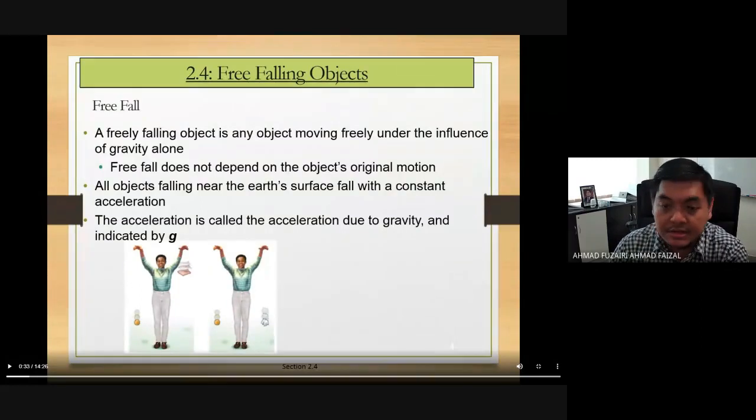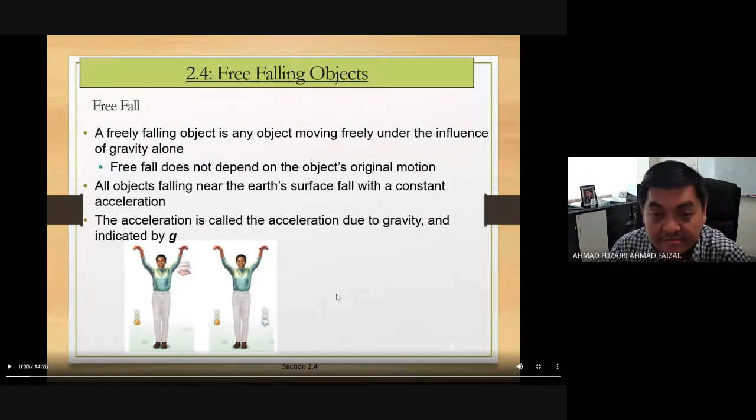But according to the slides, and what you just saw in the video, what happens when the ball is thrown upwards? Dibalik ke atas. What will happen? Does it count as a free fall?